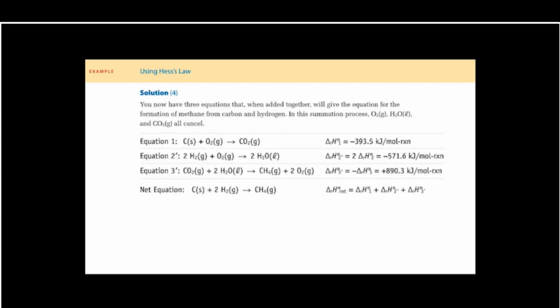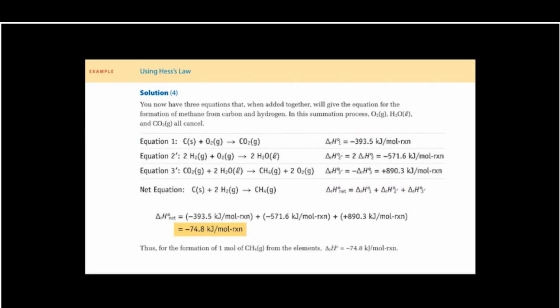All that remains is to add the three reactions and their enthalpy changes together. It's easy to verify your work. Cross out the species that exist equally on both sides of the equations. Make sure that you are left with the correct reactants and products in the correct stoichiometric amounts. When the three enthalpy values are added together, the sum is negative 74.8 kilojoules per mole reaction. We now know the enthalpy change for the formation of 1 mole of methane gas, even though we could not actually carry out this experiment in a lab.